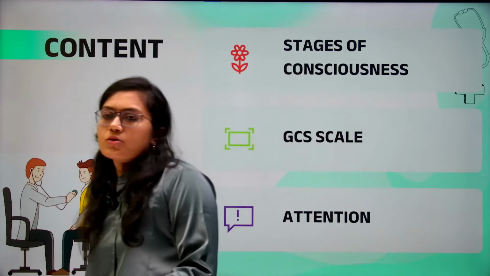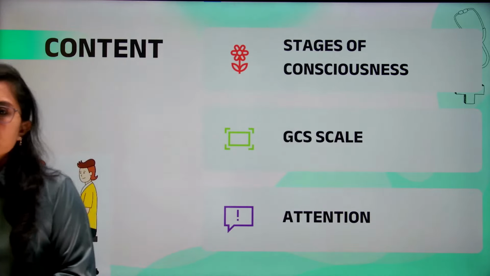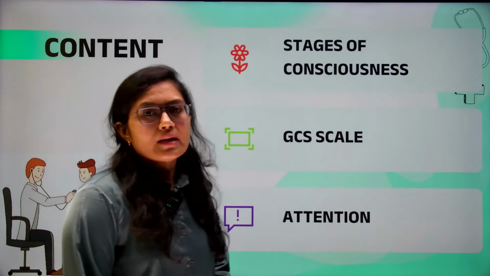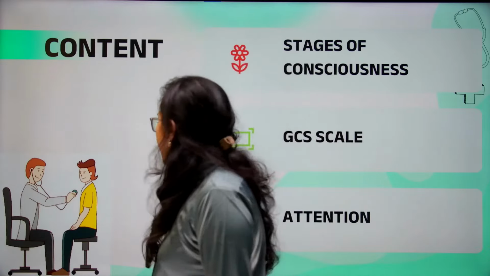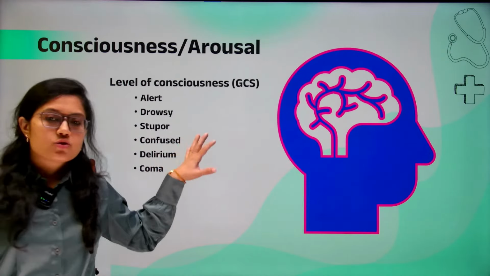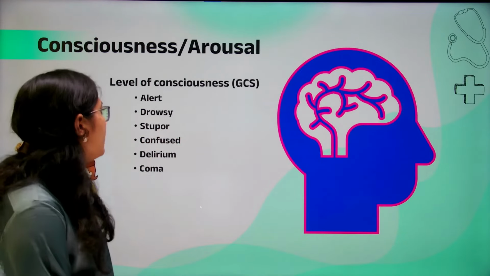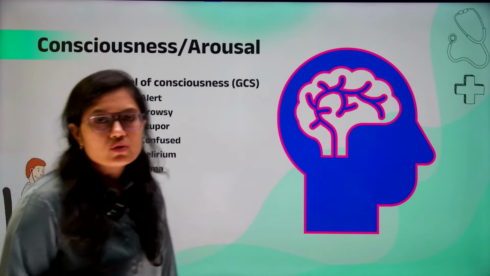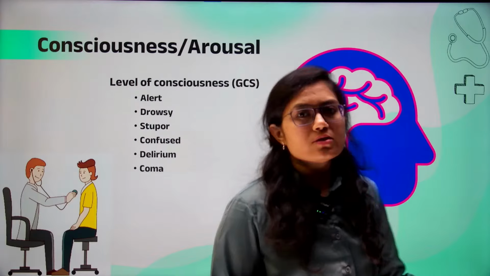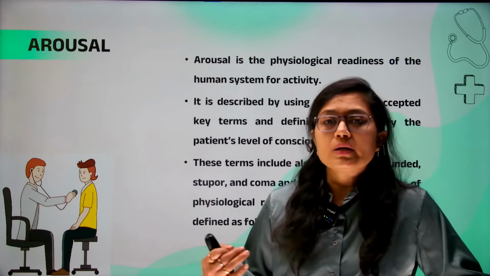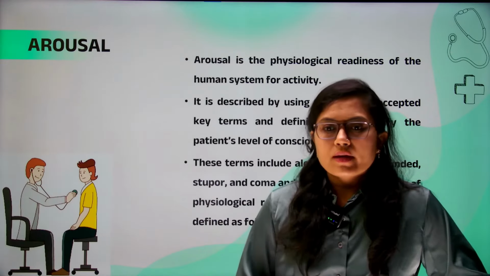Okay, so now as I told you about consciousness, we are going to check the stages of consciousness with the GCS scale and attention. These are the basic stages of consciousness, starting with alert, then drowsy, then stupor, then confused, delirium, and the last stage is coma. Now, what are these different stages? On these stages, different questions in the exams can also be asked.